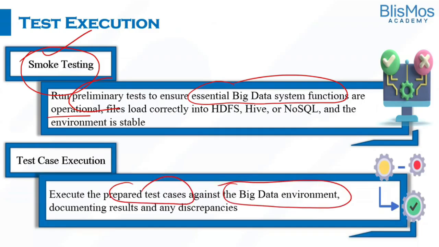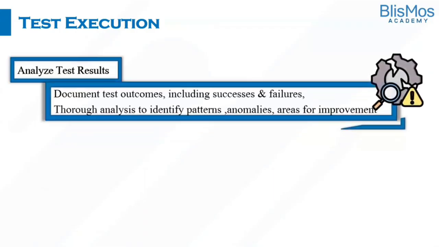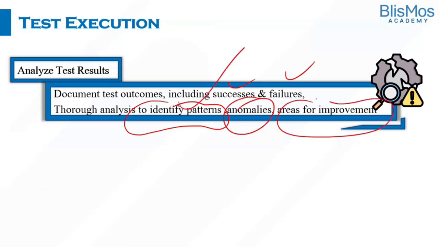And if there are any defects, we'll log them in a defect management tool. Then once we perform the test execution, we'll see how many of them have passed and how many of them have failed. So in the process, we'll see if there are any patterns or anomalies, and if there are any areas of improvement we have to address while doing the test execution.